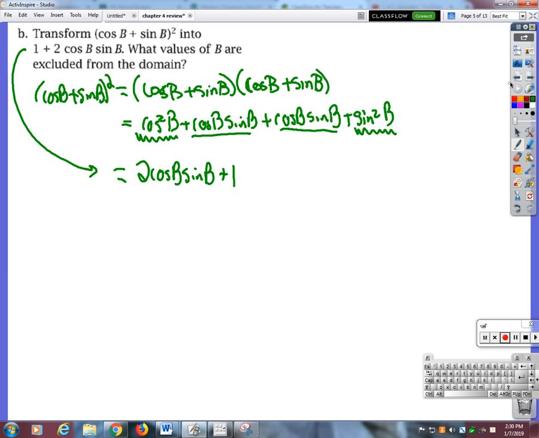Sine squared plus cosine squared is 1. Oh, no, because with addition, it doesn't matter, right? 3 plus 2 plus 4 is the same as 4 plus 3 plus 2. Doesn't matter. So we switch them up.